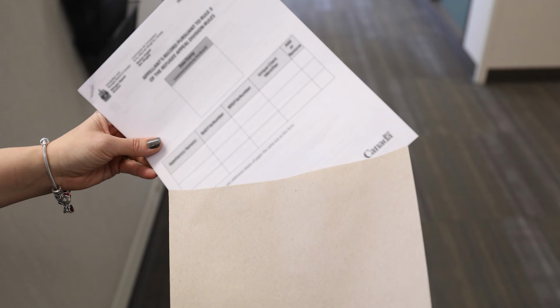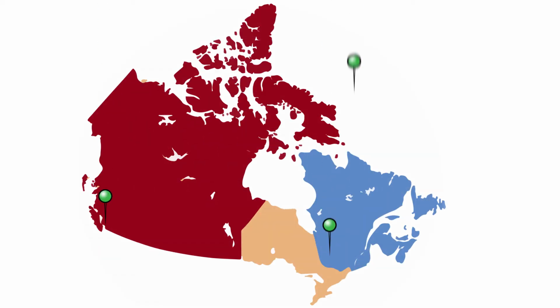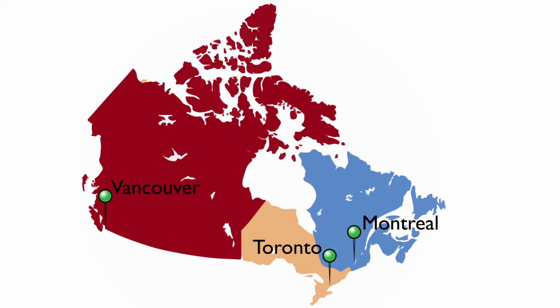Mailing your package. You must mail or hand deliver the signed original and 1 copy of your perfected appeal to the RAD. The package should be sent to the office in your region. Links to the addresses for these offices can be found in the description below this video.